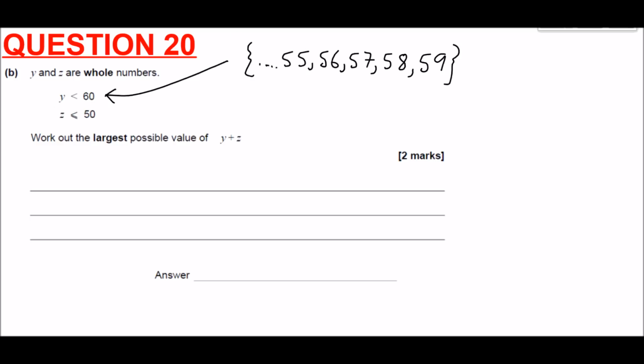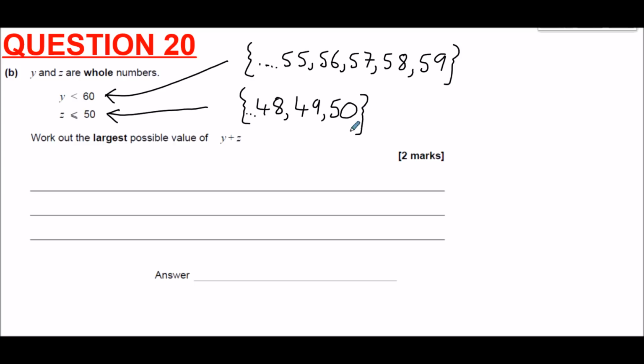Whereas Z, if you have a look at Z, it's actually got this inequality symbol here. So Z could be equal to 50 because underneath the inequality symbol is another line which represents that Z could be smaller than 50 or equal to 50. And so Z could be 48, could be 49, could be 50.